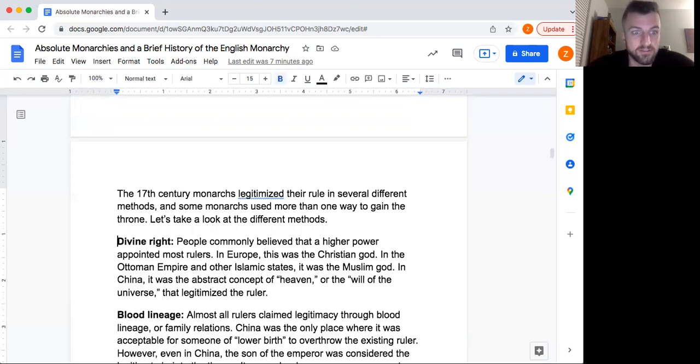Number one, divine right. Many people commonly believed that a higher power appointed most rulers. In Europe, this was the Christian God. In the Ottoman Empire and other Islamic states, it was the Muslim God. In China, it was the abstract concept of heaven or the will of the universe that legitimized the ruler.